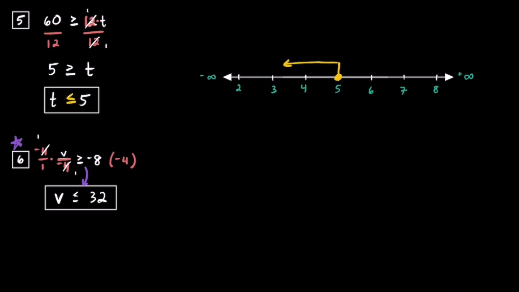I know this might be a little bit confusing and maybe even annoying, but just try to keep in mind this one scenario where if you multiply or divide both sides by a negative, that you just have to flip the inequality, or else your whole number line is going to be backwards.